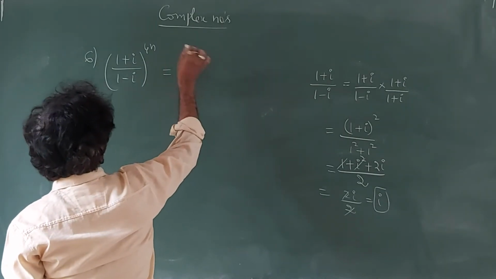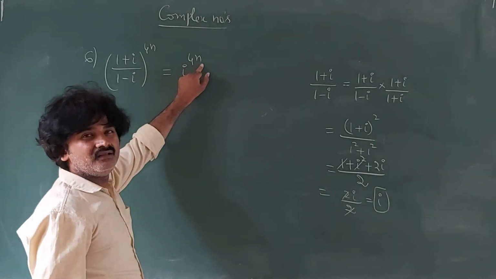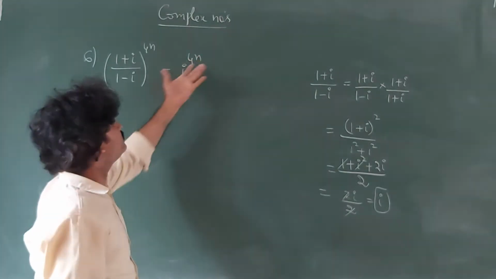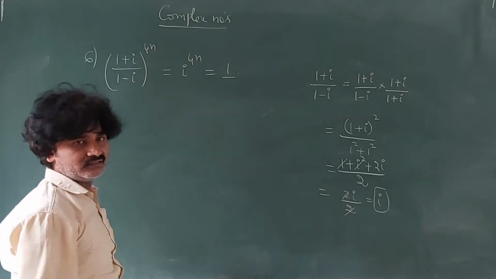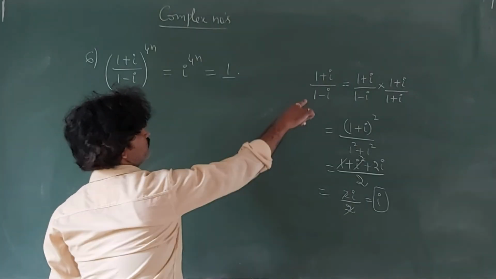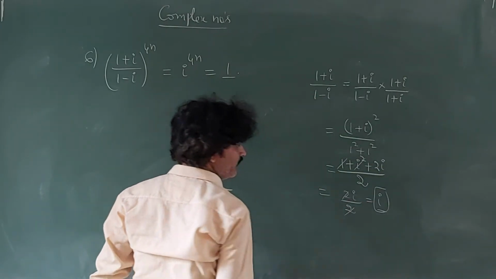The power, how much is there now? 4n. So i to the power of any multiple of 4 is exactly divisible by 4, so this value is 1. That's it. Okay. And don't forget this one: 1 plus i by 1 minus i is simply i.